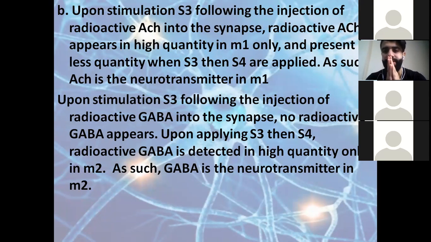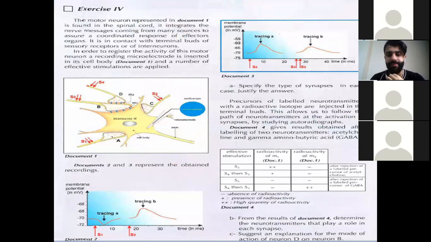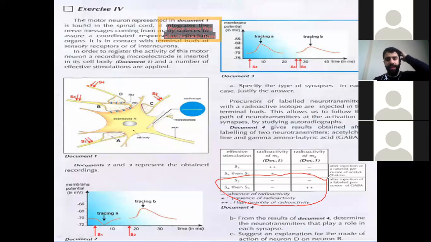Yes, Padilla? Can you go back to the table of the GABA and acetylcholine? Why in the S3 was there an absence of radioactivity, while with S4 and then S3 there was? You are talking about when we inject the GABA, right? Yes, here. So here you said whenever we did S3 for both of them. S3 is the stimulation between the neuron B and the motor neuron, right? Yes. So when we did S3, what do we have? We have excitation. So both of them don't have the radioactive GABA.